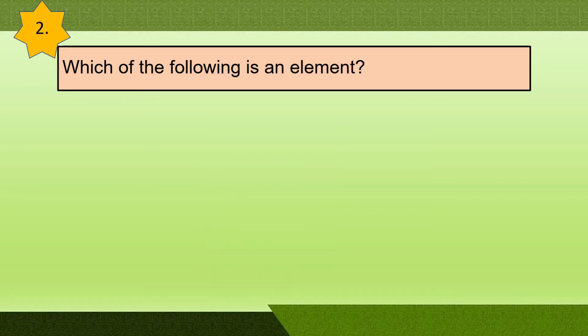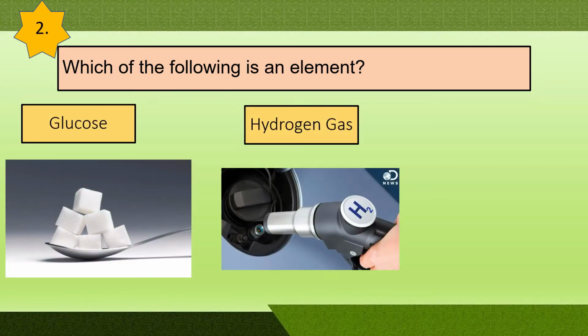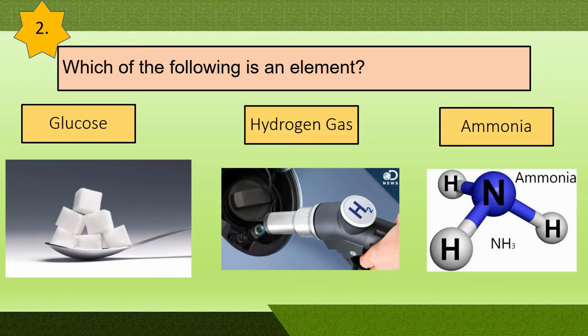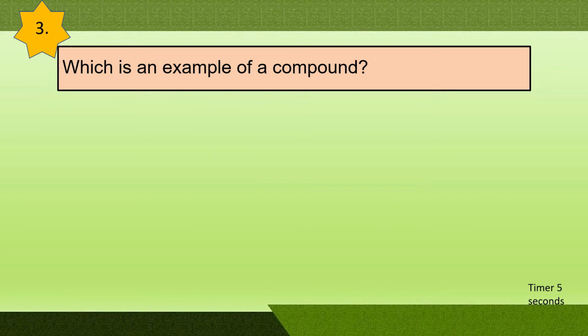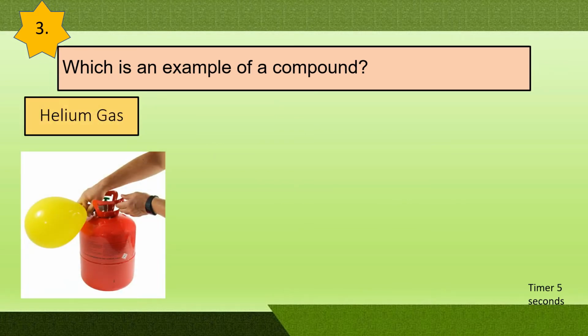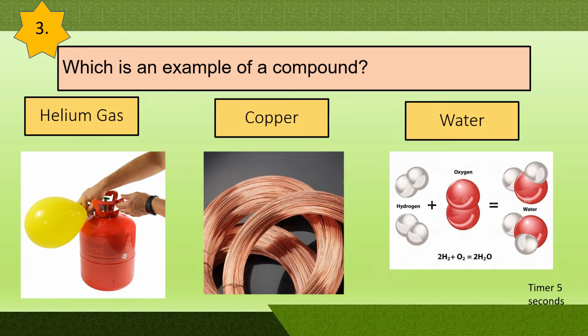Which of the following is an element? Glucose, hydrogen gas, or ammonia? Time is up. Among the following choices, the element is hydrogen, with a chemical symbol of H. And our third question is, which is an example of a compound? Helium gas, copper, or water?